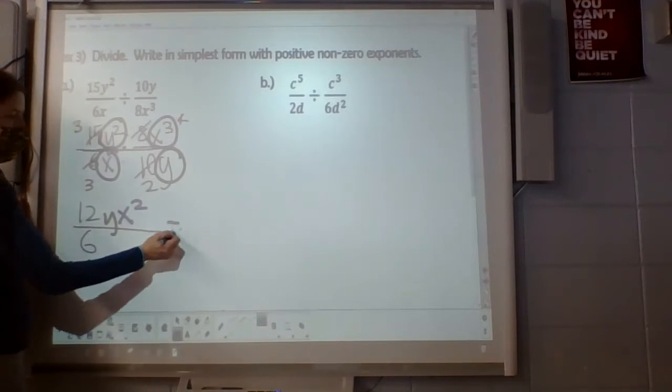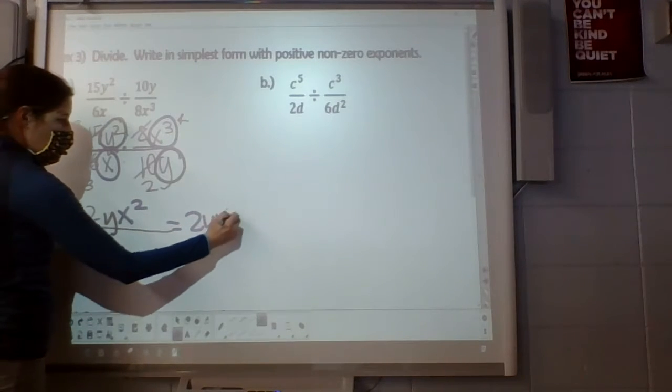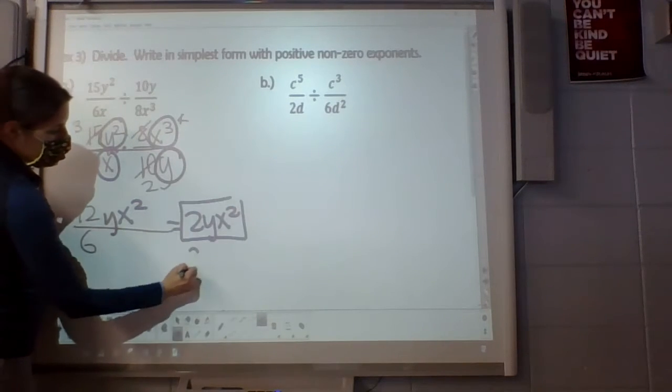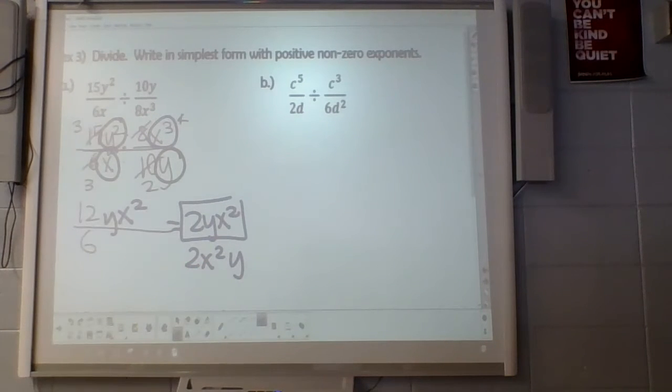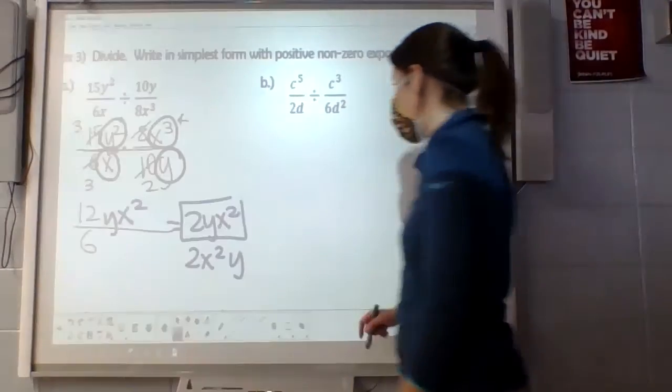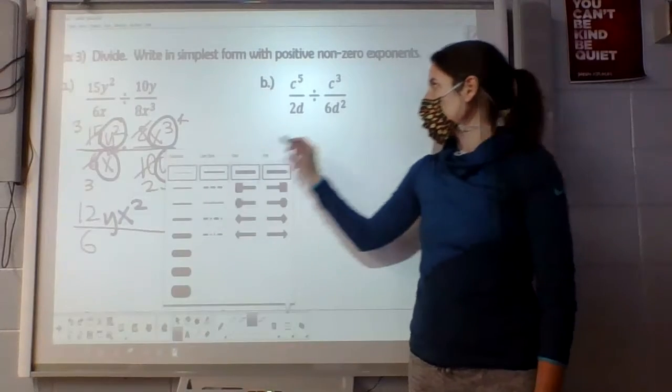So this doesn't even need to be a fraction anymore. Now the order you put this in doesn't matter. So if you have this, that's fine. It's whatever order makes sense to you. All right, again. So keep switch flip.